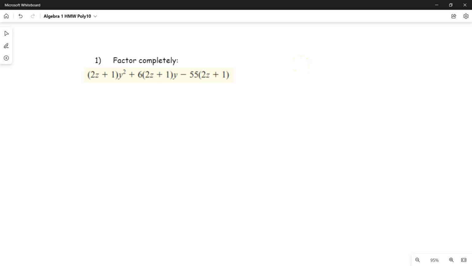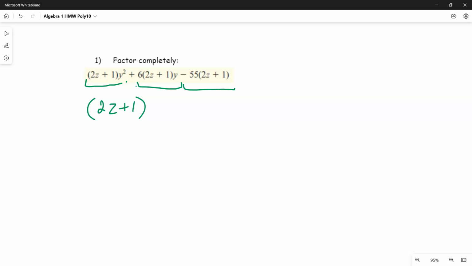In this video, we will factor the following polynomial completely. We have three terms: 2z plus 1 times y squared, plus the second term is 6 multiplied by 2z plus 1 times y, and the third term is negative 55 multiplied by the binomial 2z plus 1. When we look at these three terms, we can notice that the binomial 2z plus 1 is a common factor of these three terms.